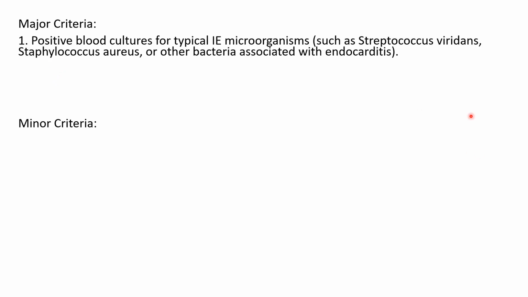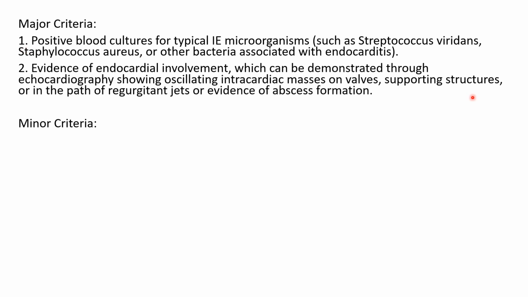The major criteria is a positive blood culture for typical infective endocarditis microorganisms. I told you some bacteria will cause infective endocarditis, but the most common bacteria are Streptococcus viridans and Staphylococcus aureus. These two are the most common causative agents for infective endocarditis. There are other organisms which I'll tell you in the next slide, but as of now, remember, you take a blood sample, and if it comes positive for these organisms, it's a major criteria.